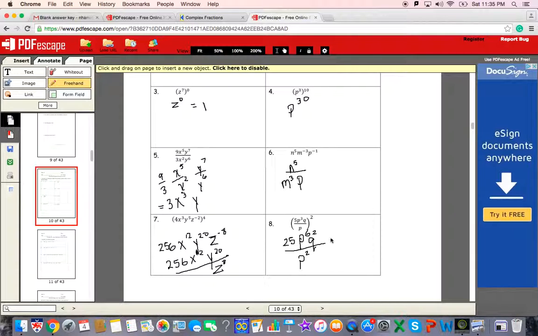But that's not fully simplified, and the reason for that is because we actually still have a p on the top and a p on the bottom, p in the numerator and the denominator. So that means we're dividing, and we can go ahead and subtract those exponents, and we get 25 p to the 4th q squared, and that's our final answer here.